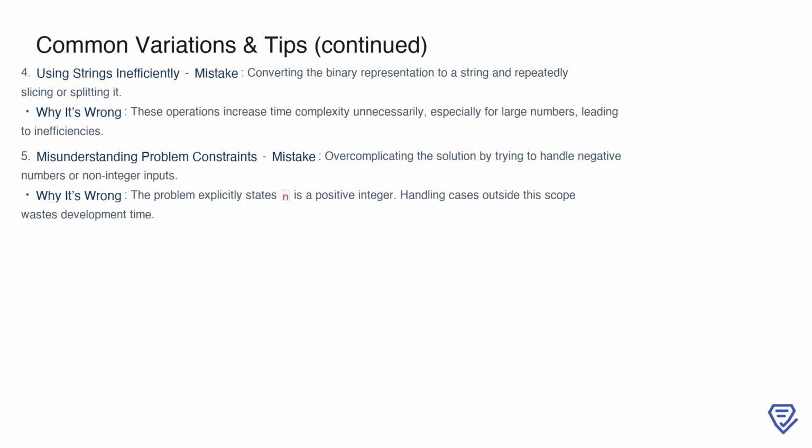Another issue arises from misunderstanding the problem constraints. Some developers overcomplicate their solutions by attempting to handle negative numbers or non-integer inputs, even though the problem explicitly states that n is a positive integer. Spending time on these unnecessary cases not only wastes effort but can also obscure the simplicity of the solution. Staying focused on the problem's actual requirements will help you write cleaner and more efficient code.